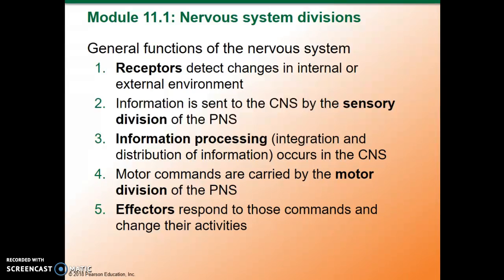In the central nervous system, there will be processing of that information, and then motor commands are then sent out along the motor division or efferent division of the peripheral nervous system, and these motor commands are going to go to effectors that will respond to the commands. These effectors are glands, muscles, and adipose tissue.